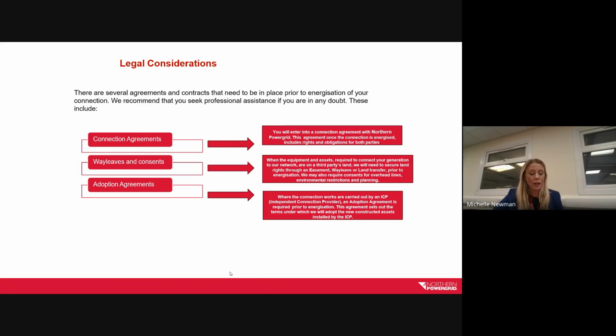There's also wayleaves and consents which need to be taken into consideration. So depending upon the type of connection that you require and whether it's overhead or underground, we may need third-party land consents, and these can be done via easements or wayleaves or land transfers, and need to obviously be established and confirmed prior to energisation. You also may need things like planning consents and obviously things to do with environmental restrictions, again, all of which needs to be in place before the connection can be energised.